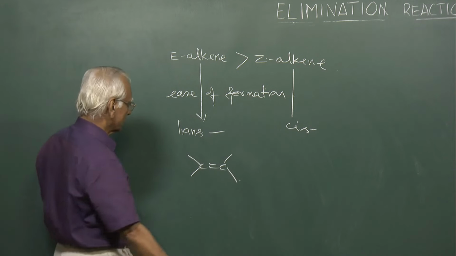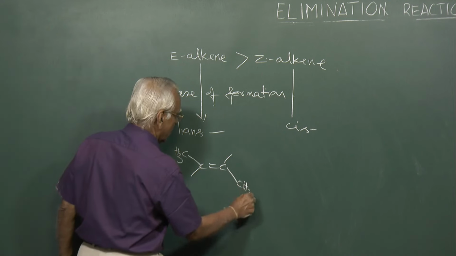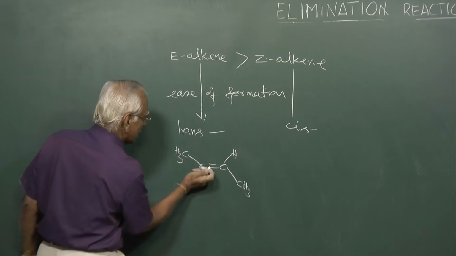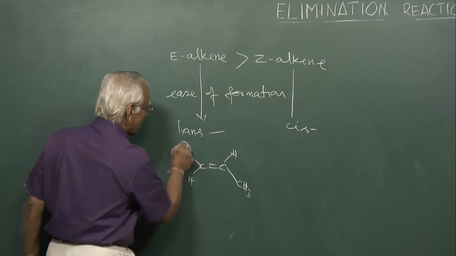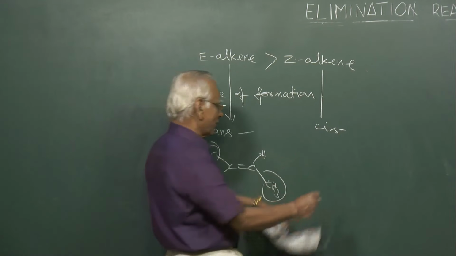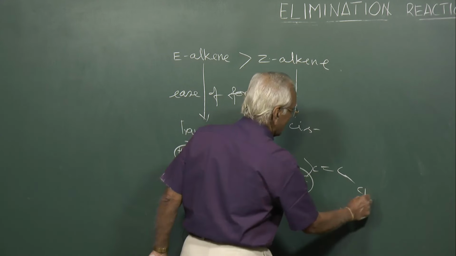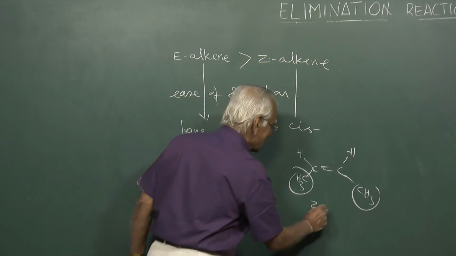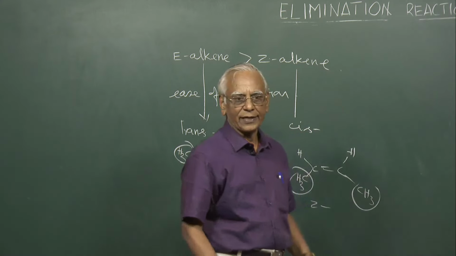It refers to the priority. CH3. If the groups are of higher priority, always encircle the groups of higher priority, based on the atomic number. If they are on the opposite side, it is E configuration. Carbon gets a higher priority. If they are on the same side, it is going to be Z. Trans alkene is an E alkene.